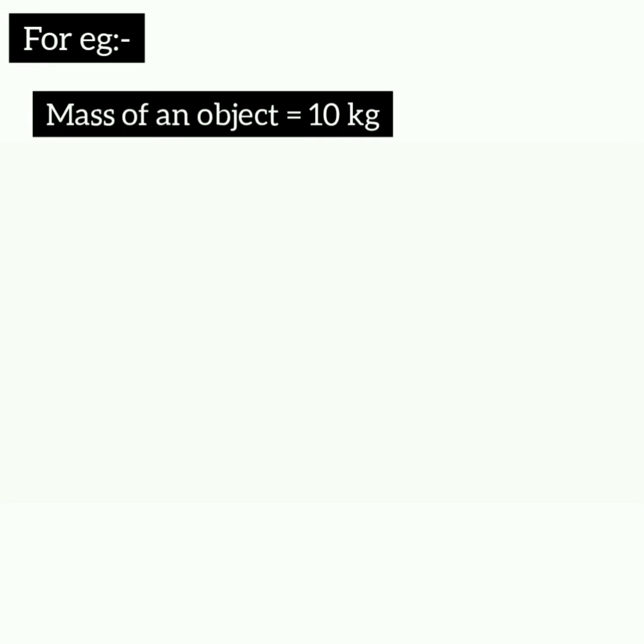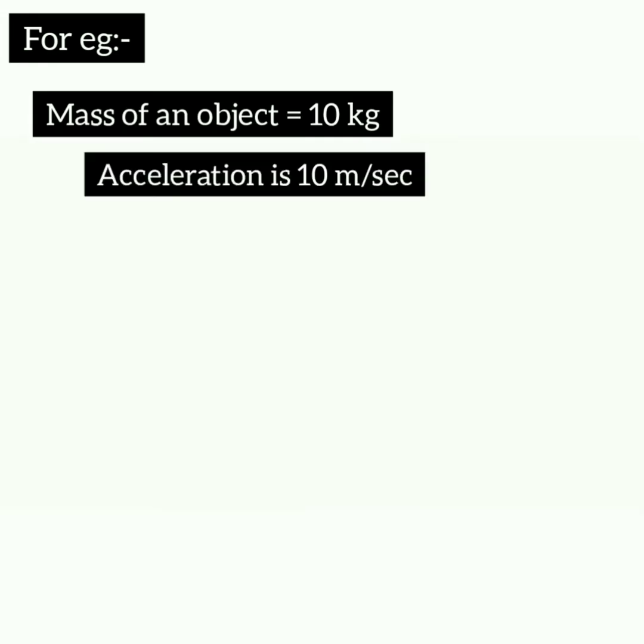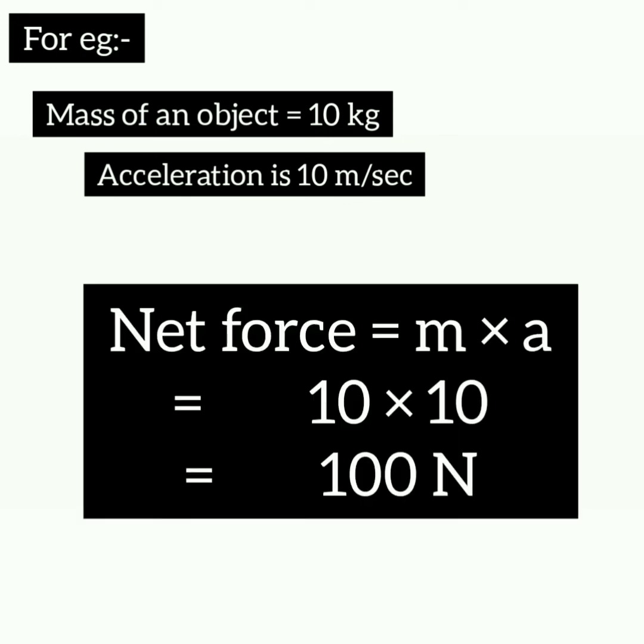For example, if the mass of an object is 10 kg and the acceleration is 10 meters per second squared, the net force will be 10 kg into 10 meters per second squared, which results in a net force equal to 100 newtons.